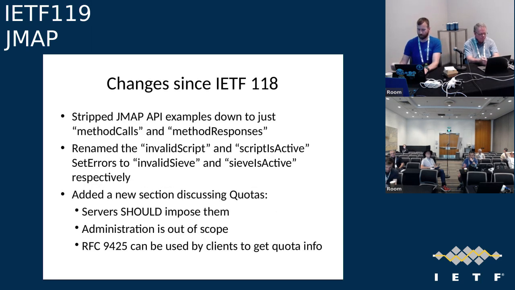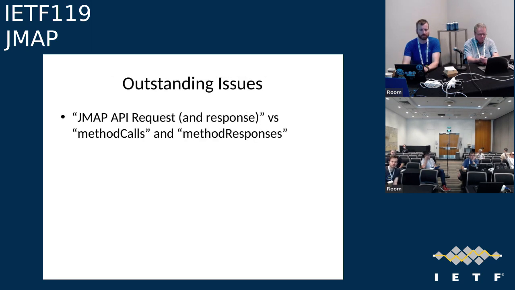please. As per the other JMAP specs, I stripped all the examples down to just method calls and method responses, meaning all the using strings and everything else is stripped out just to make it a little lightweight. Per Neil's suggestion, two of the errors are renamed using the term sieve instead of script. And I added a section talking about quotas. It's fairly sparse, but basically says a server should impose them. How you administer them is outside the scope of this particular document, but it does say that the JMAP quota spec is one way that a client can fetch information about those particular quotas. Next slide, I think that's pretty much it.